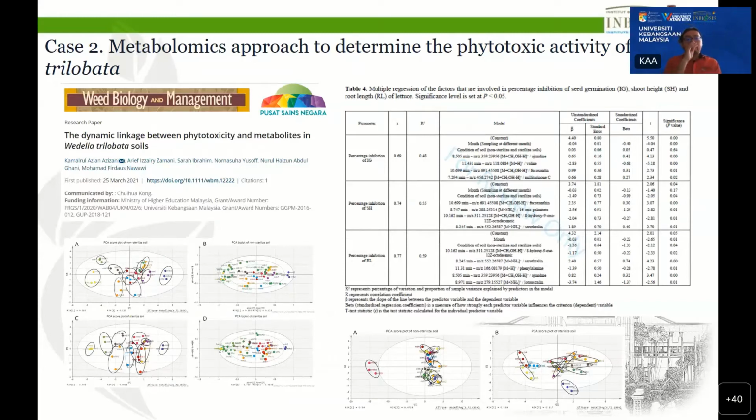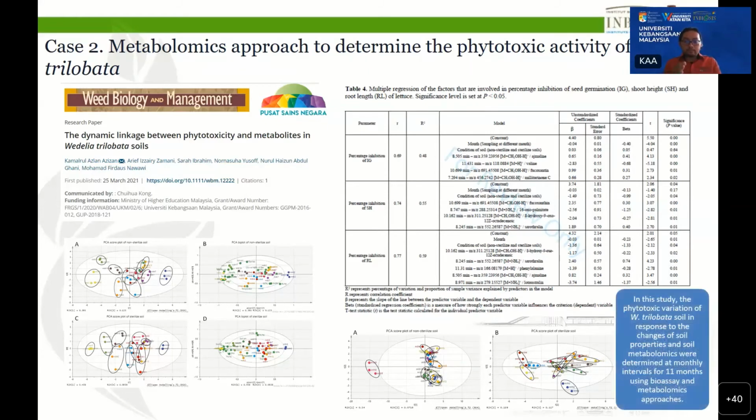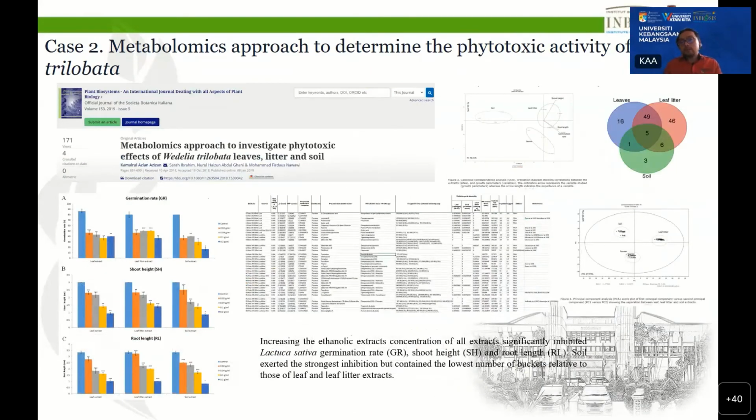So in this study, the dynamic linkage between phytotoxicity and metabolites in Weigela turbata soil. So basically here, we focus solely on the soil that we obtained under this Weigela turbata. So here we did a time series. We collected soil for 11 months, and then we subjected this soil to metabolic profiling. So again, we redesigned our experiments because we want to maximize the metabolic coverage that we capture compared to the previous studies, whereby we only had a very little metabolic profile from this soil matrix.